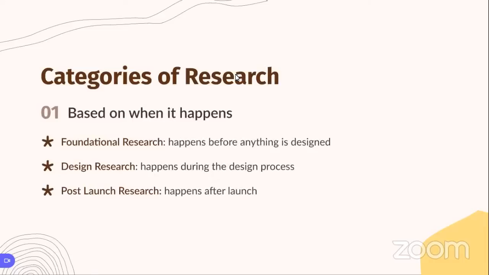So let's talk about the categories of research. The first category is based on when it happens. Under this, we have firstly, foundational research. Foundational research happens before anything is designed. It could come in the form of talking to experts of the field. It could come in the form of doing secondary research, which means just going online and seeing what people have actually talked about, what people have discovered about that industry, about things that relate to the product that you're trying to build. And actually, a part of foundational research is also talking to people and doing surveys.